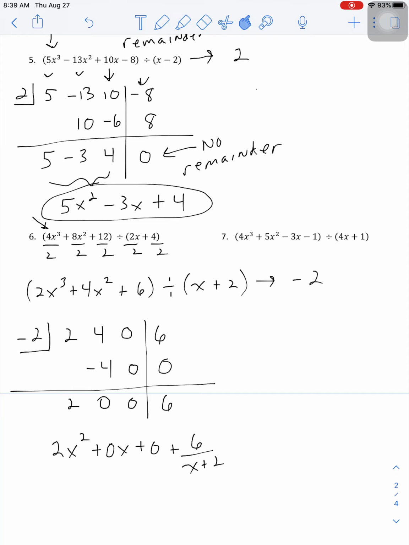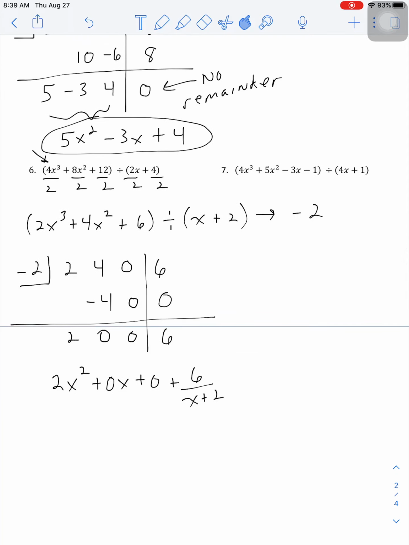One thing that they're going to do is in the final answer, if you have a 0x and a 0, they're not even going to include it, and then it's going to be plus 6 over, and what they're going to do is they're going to multiply back in the 2 that we divided by. Okay, and your remainder is going to revert back to 2x plus 4.